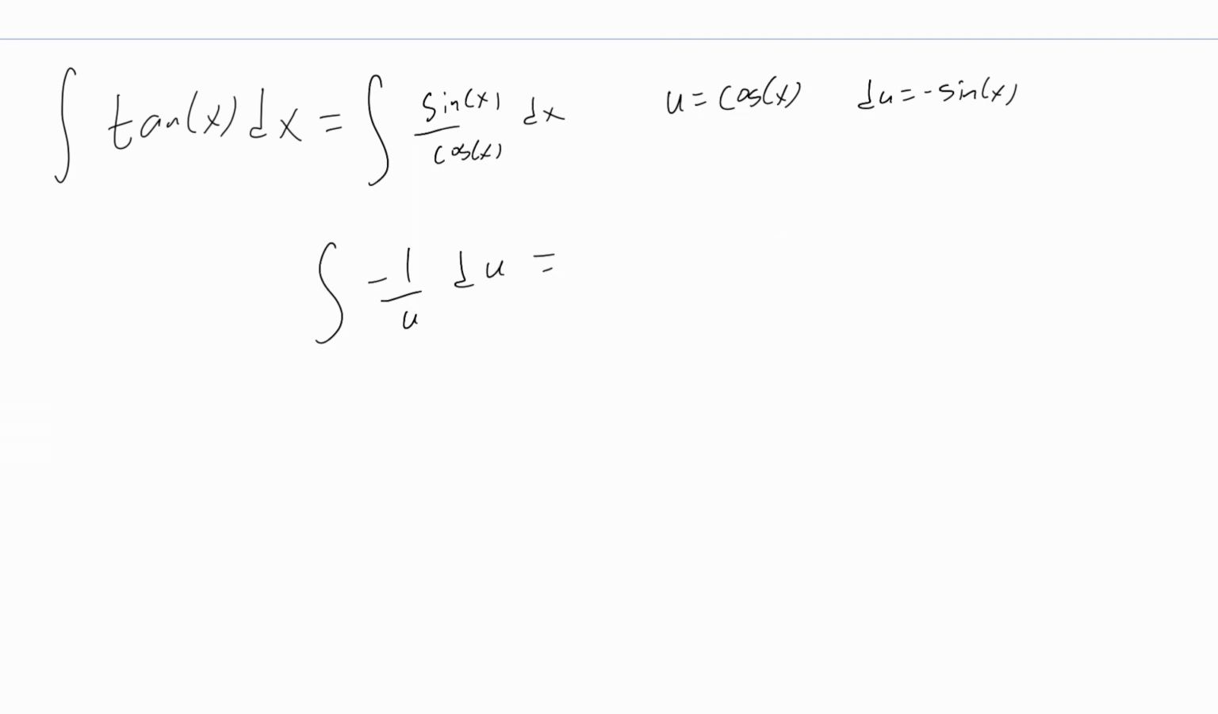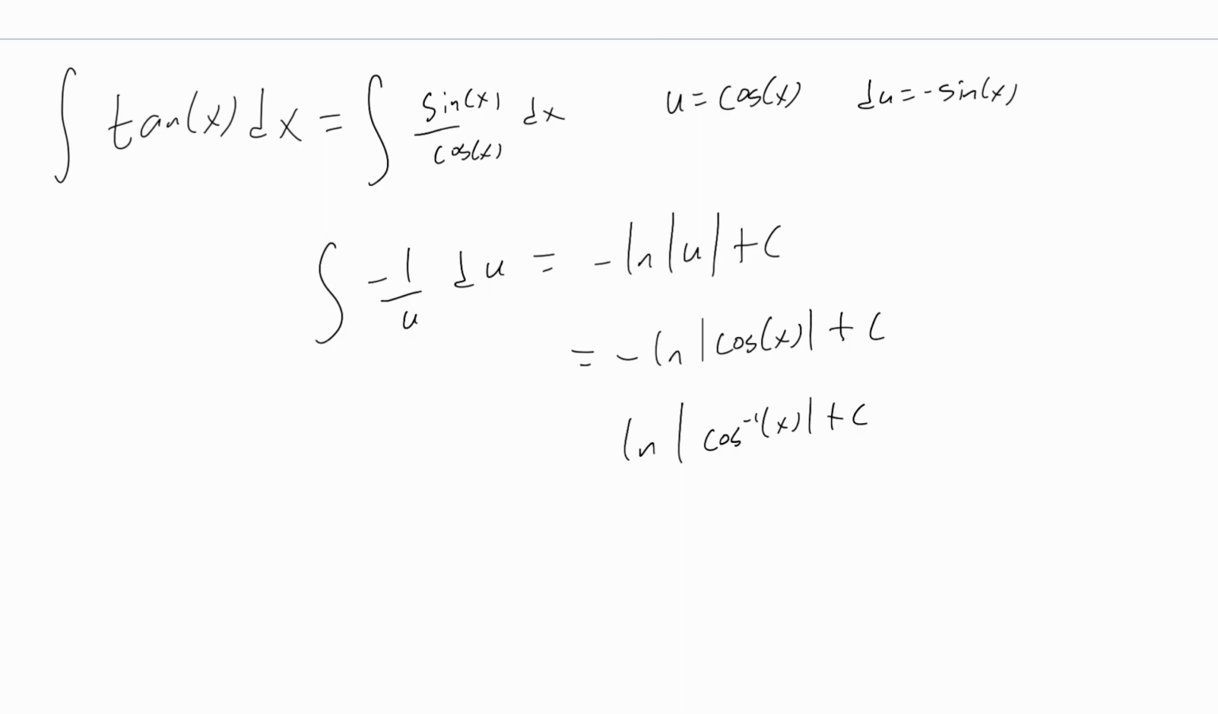And so this is minus natural log of u plus c, which is minus natural log of cosine x plus c. Which, if we want to, we can bring in with the power of logarithms. So this is the natural log of cosine to the minus 1 of x plus c, and cosine to the minus 1 is secant. So this is natural log of secant of x. This minus 1 here isn't inverse, so I should technically say minus 1, like that. So that's the antiderivative of tangent.